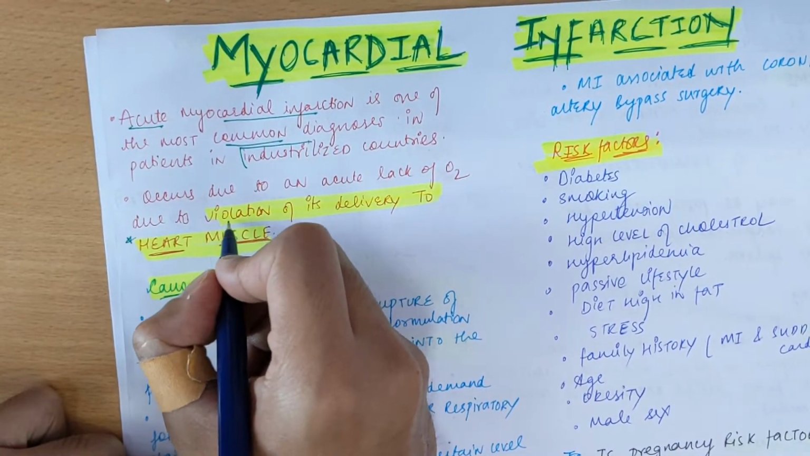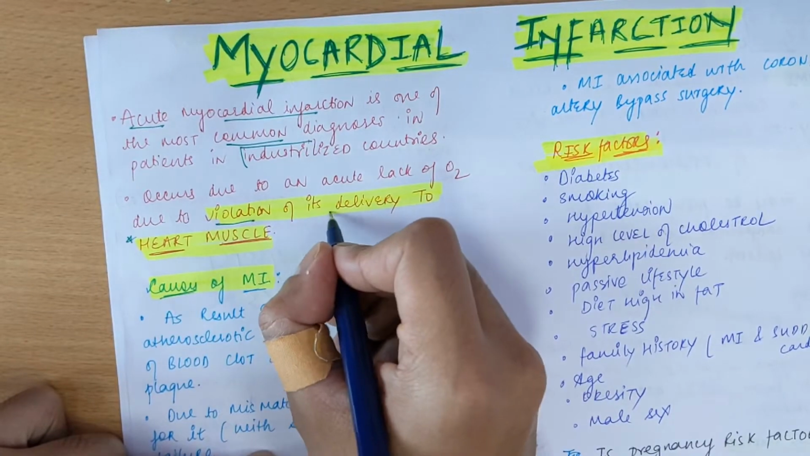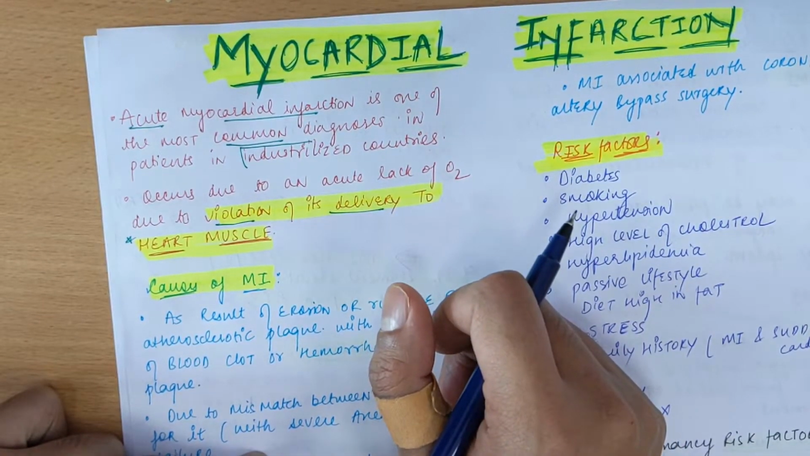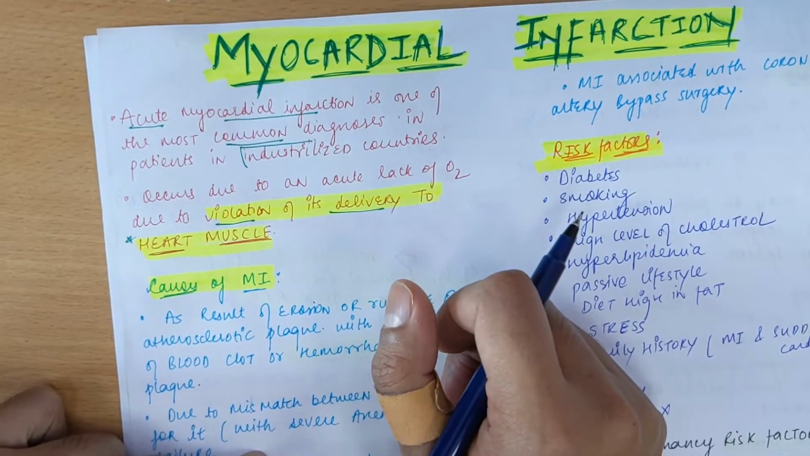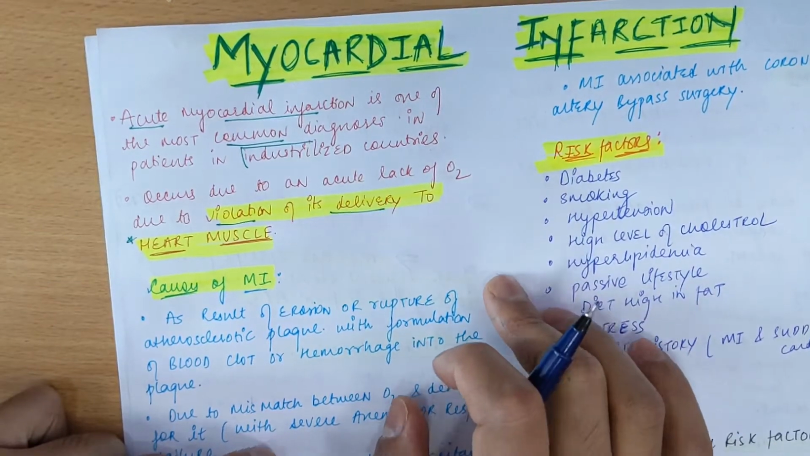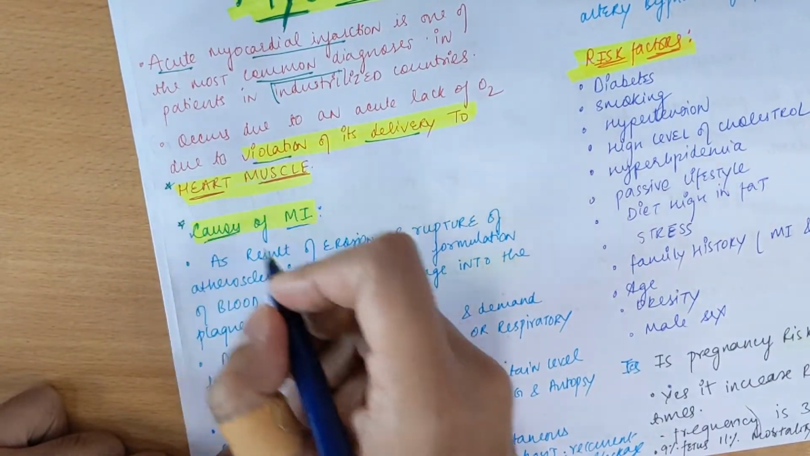So the main cause is that the heart muscle is not able to receive the appropriate blood supply, which leads to myocardial infarction. Myocardial infarction is just like an injury to the myocardium of the heart. So what can be the causes of MI?